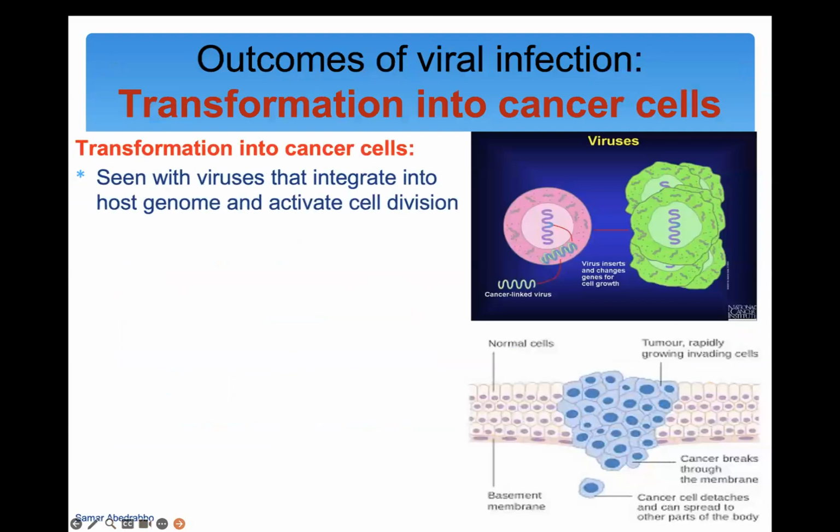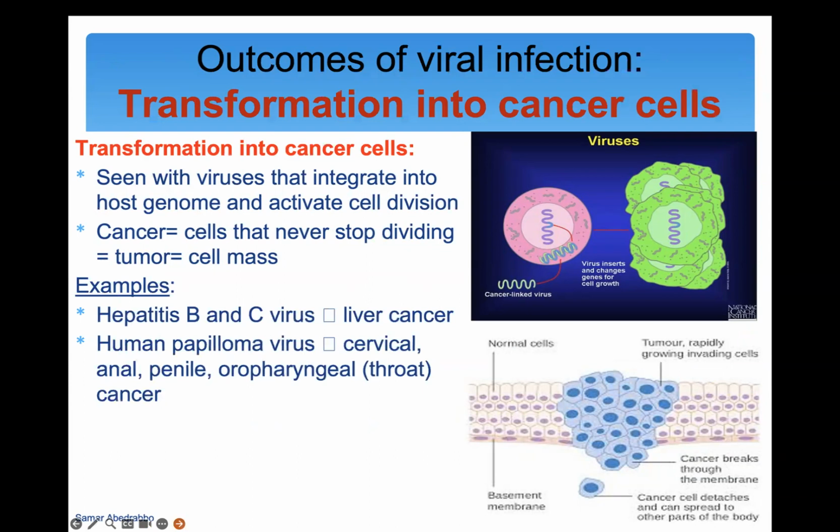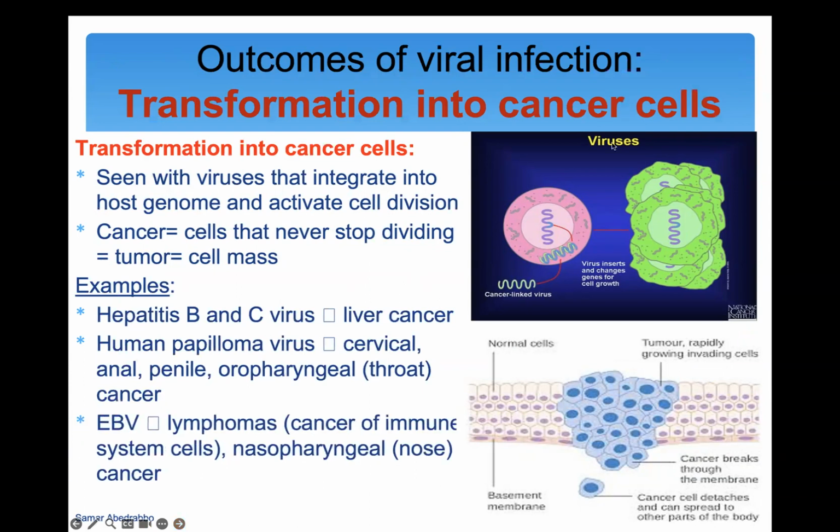Okay, now we get transformation into cancer cells. So some viruses can cause cancer. First of all, we have to talk about what cancer is. Cancer is cells that keep dividing. They just keep dividing and dividing and dividing. And then you end up having a lot of cells, a mass of cells, which we call a tumor. And so anything that can trigger cells to divide continuously, we say that that's oncogenic.